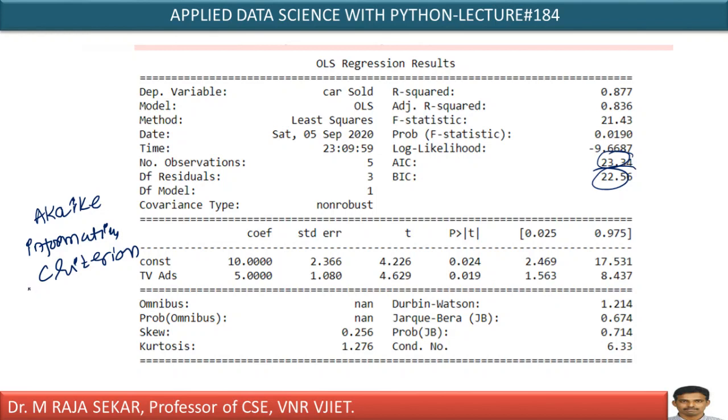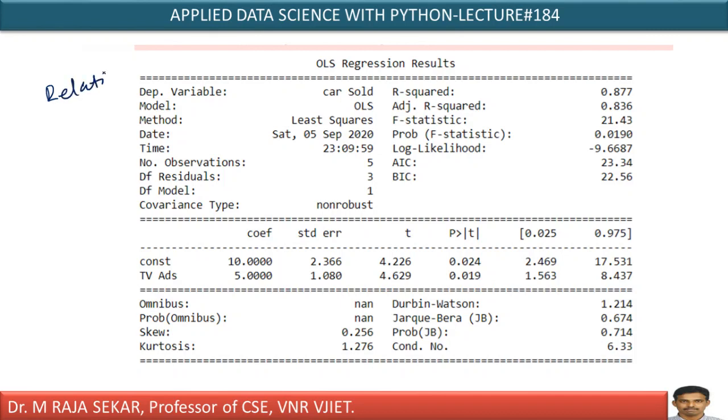AIC estimates the relative amount of information lost. This is important. AIC indicates information lost, which means if you have a small AIC value, little information is lost. Therefore, it is always advisable to have a small AIC value. Let me repeat: AIC estimates the relative amount of information lost by a given model. The less information a model loses, the higher the quality of the model.